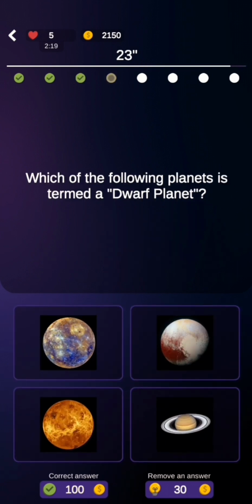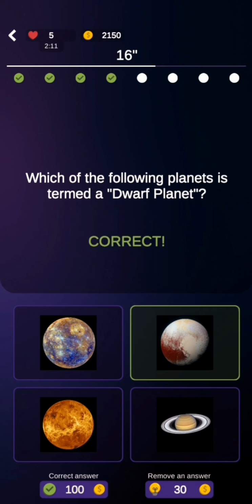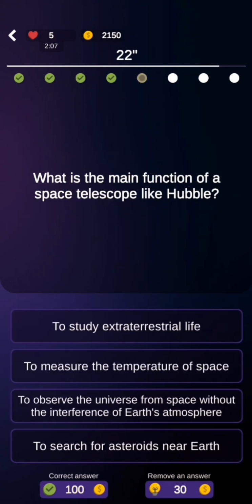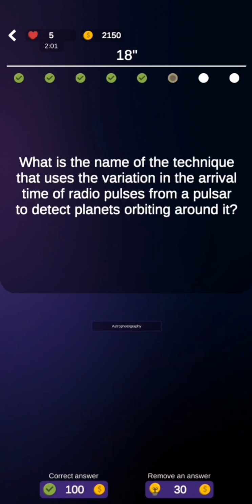Which of the following planets is termed a dwarf planet? Ooh, Pluto. Which one of these is Pluto? I think it's this one over here, looking like some red velvet cake ball or something. What is the main function of a space telescope like Hubble? Ooh, to observe the universe from space without interference of Earth's atmosphere.